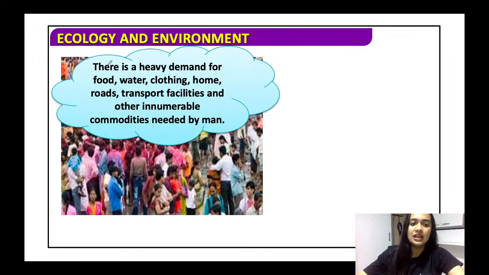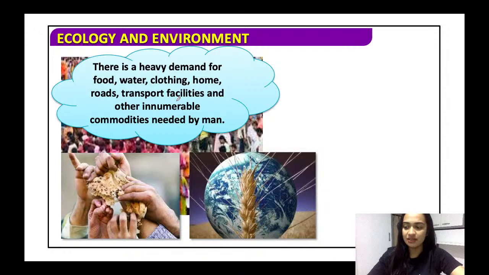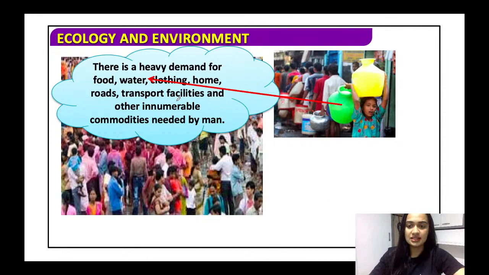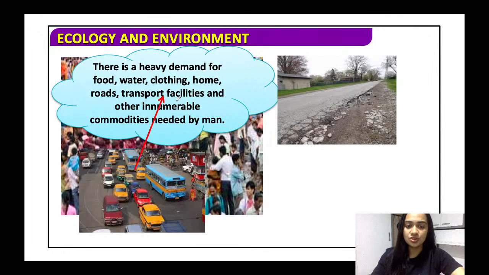Now, there is a heavy demand. We all depend on natural resources. The population is growing, and the natural resources are limited. So we are racing towards our basic needs, that is food, water, clothing, home. And there are many more commodities that a man needs. So there is always a heavy demand for these natural resources so that we can survive. This picture shows how we are fighting for our everyday needs of natural resources, be it water, shelter, or even transport.